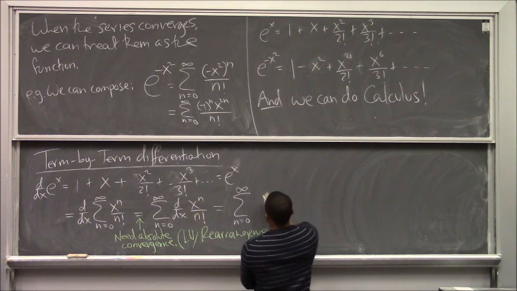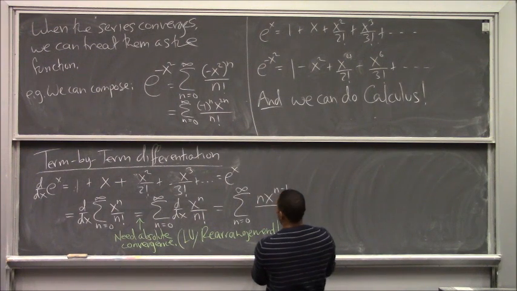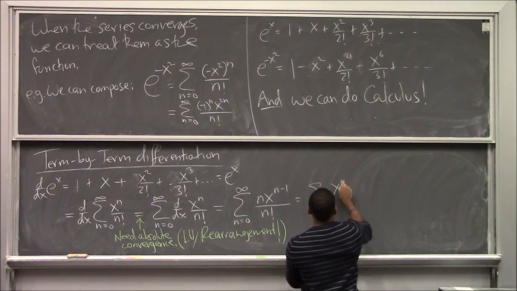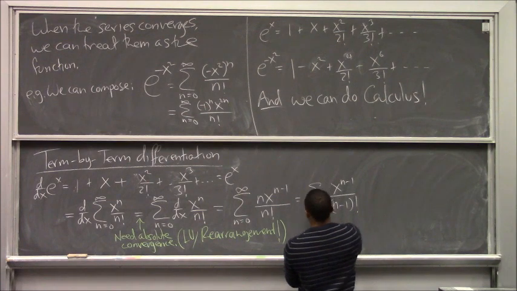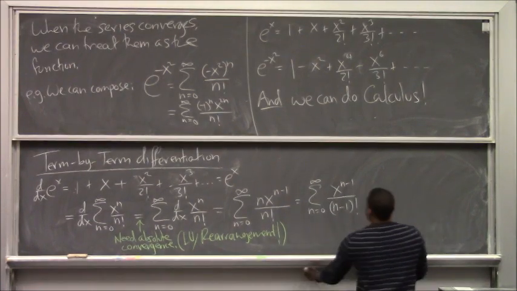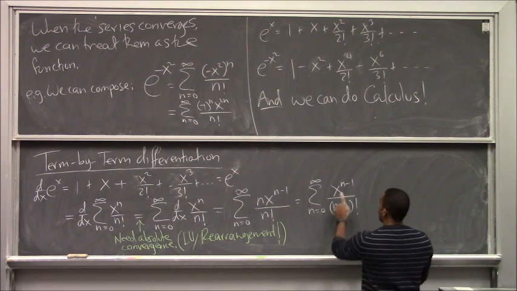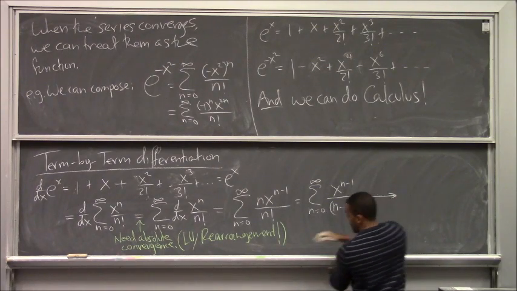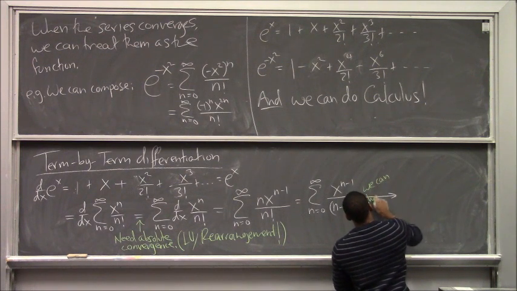Anyway, I can do the power rule. So this would be n x to the n minus 1 over n factorial. This is going to be pretty much n x to the n minus 1 over n minus 1 factorial. And here, because if I started at 0, I would get a fraction, I can actually shift the terms. Now that's an important idea I want you to understand. We can shift the index.